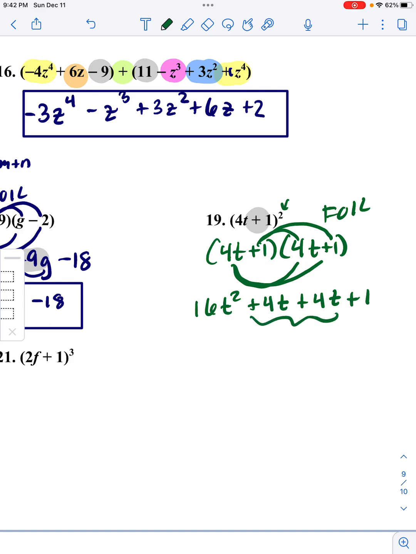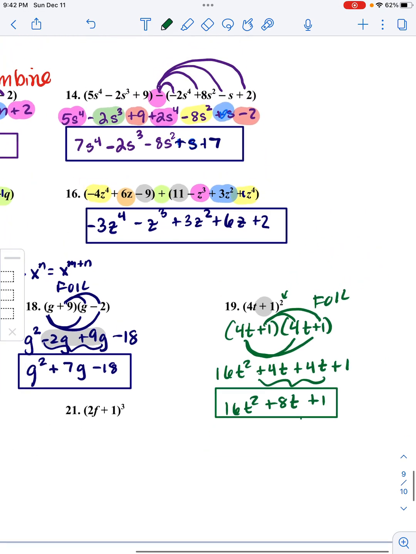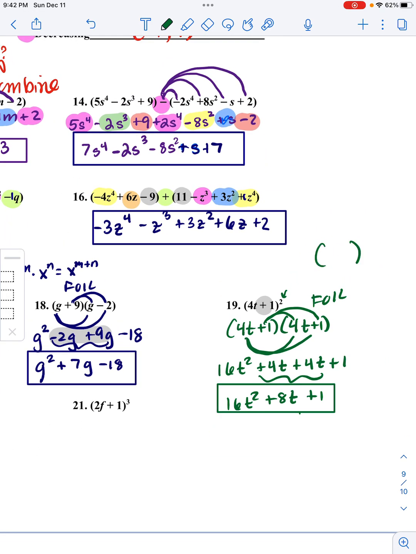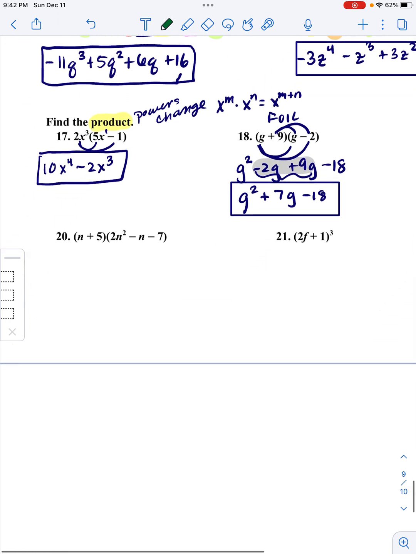So like normal, these two go together. They don't cancel because they're not opposites. They're actually both positive, so I get 8t and then plus 1 at the end. That's going to be a really easy and very popular one to get wrong. So make sure that you watch for that kind of parenthesis squared. That means you're going to have to write whatever's in the parentheses and multiply it by itself.